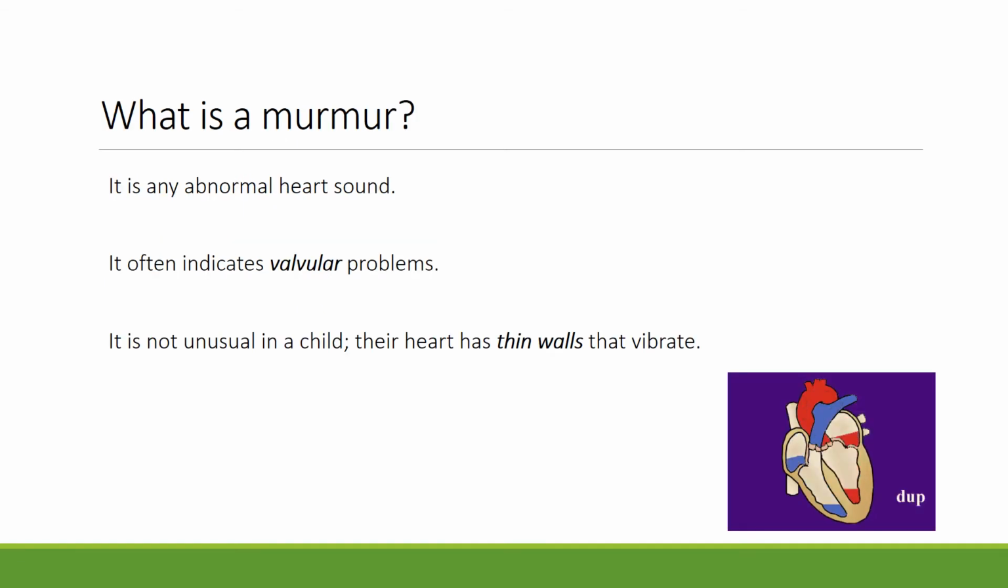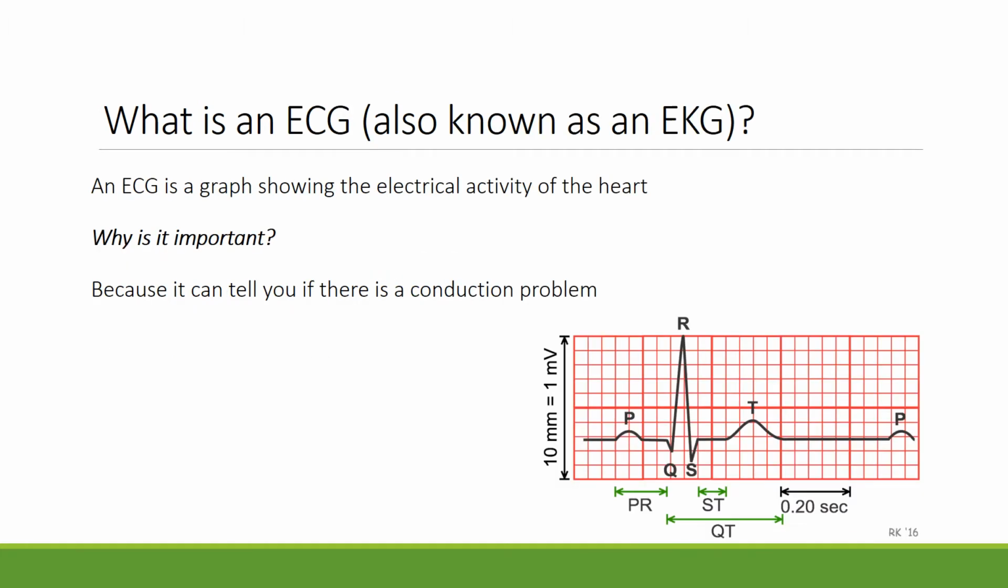We just talked about the sounds that a heart makes under normal conditions. Sometimes it makes an abnormal heart sound, and that is known as a murmur. Often it will indicate that there's a problem with a valve. It's not unusual to have a murmur in a child because their heart has thin walls that vibrate, and this sounds like a murmur. What is an ECG, an electrocardiogram, also known as an EKG?